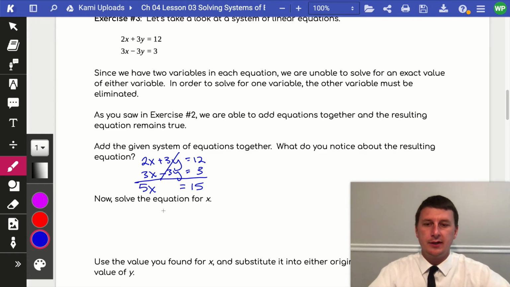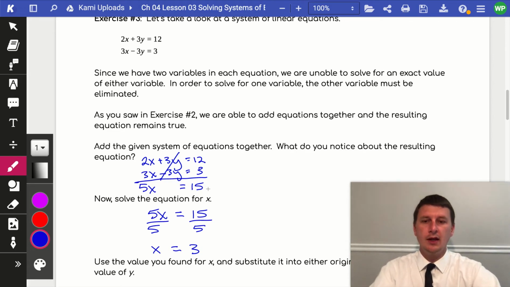So now we're going to solve the equation for x using the 5x equals 15 equation. And that's a one-step equation where we divide both sides by 5. And we're going to get x is equal to 3. Now remember, when we solved a system of equations, we had to get an x value and a y value to make a coordinate point.